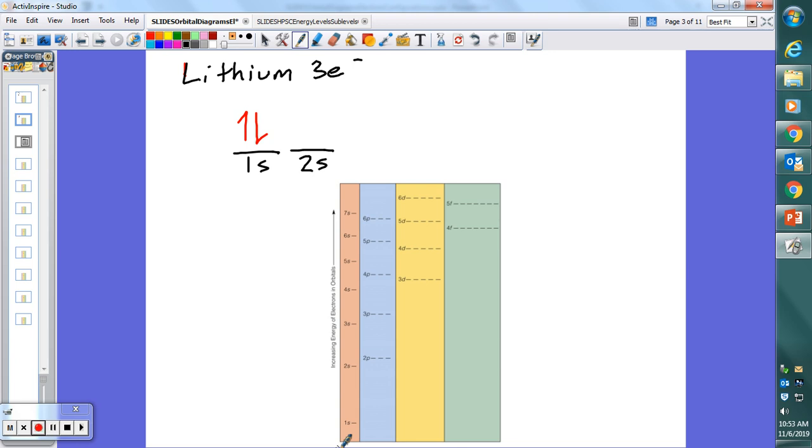How many electrons do we have left to place? Just 1. And so I'm going to draw it like that. There's my orbital diagram for lithium. Good? All right. I'm pretty sure the next one that you guys come across is boron.